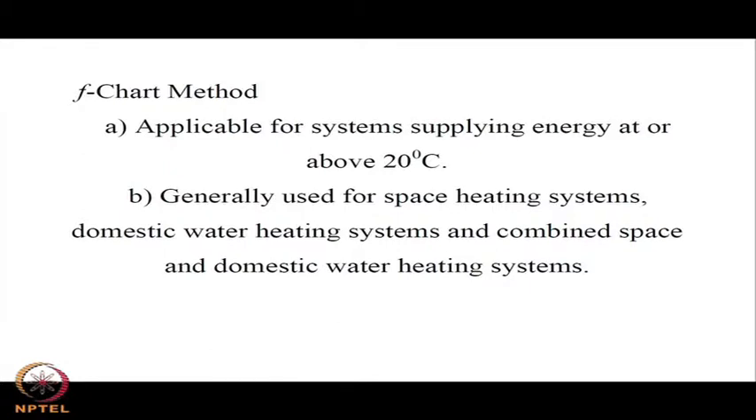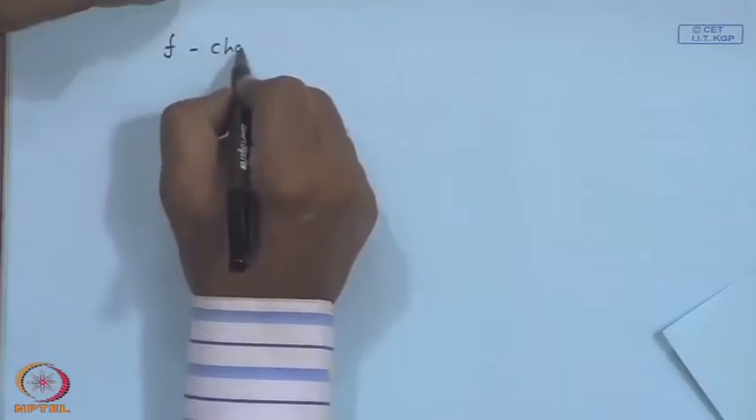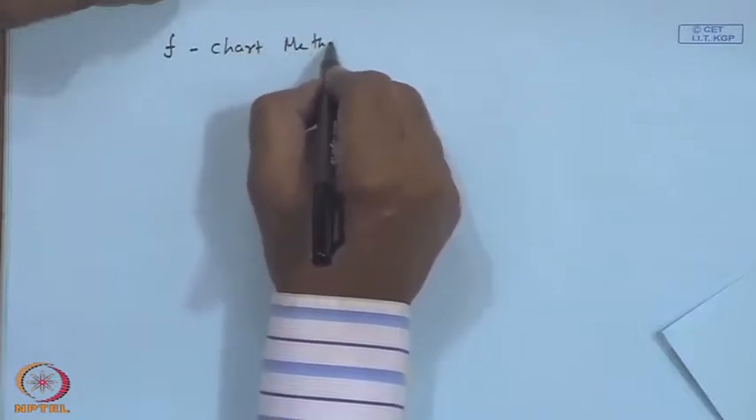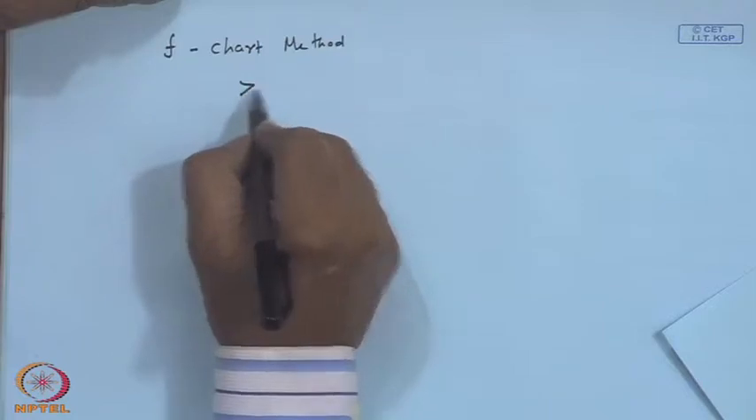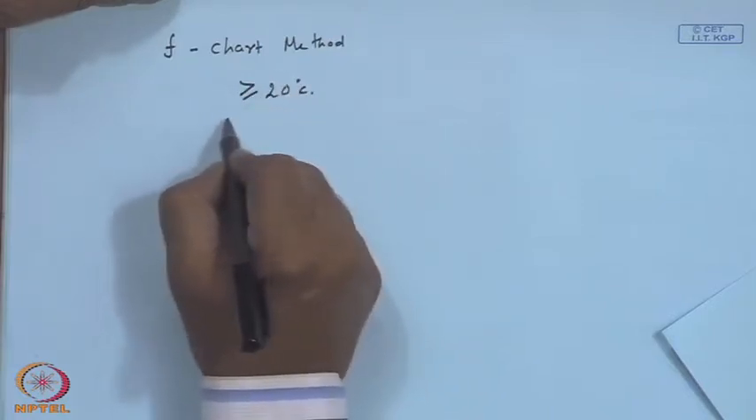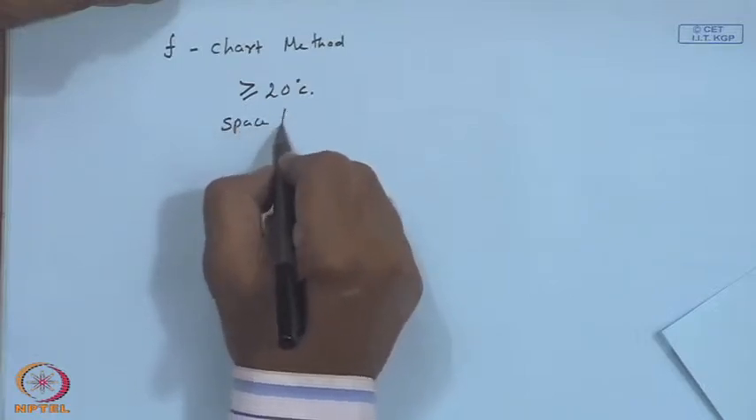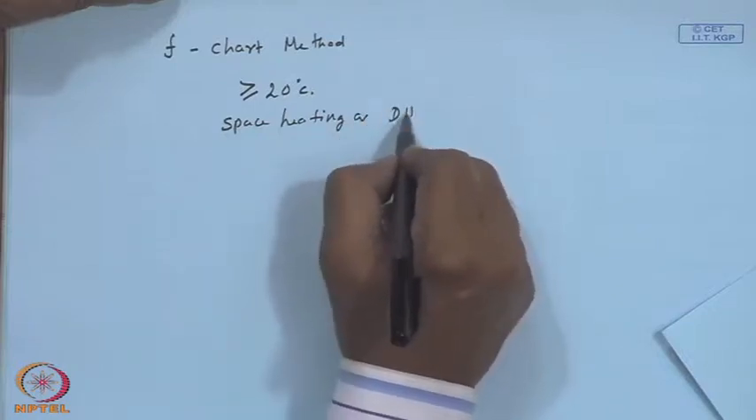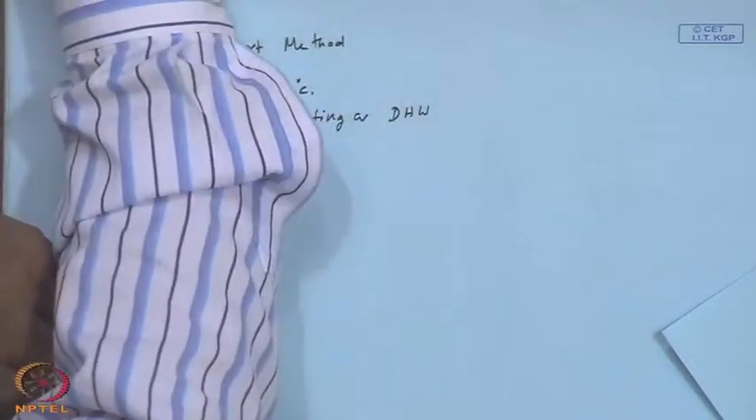Now, if I try to separate the F chart and phi bar F chart methods, somebody can ask what the limitations are, or under what conditions the F chart method is applicable. So, at or above 20 degrees C, of course, generally we said space heating or domestic hot water, also used for service heating with a modification.